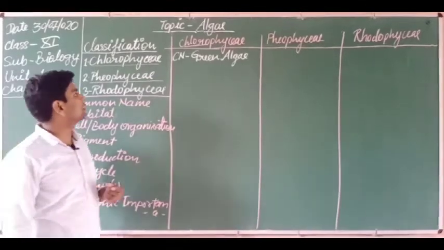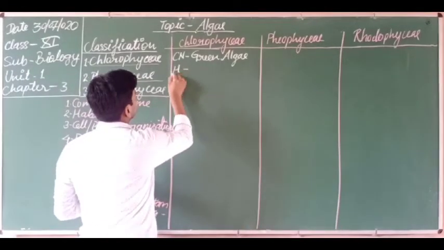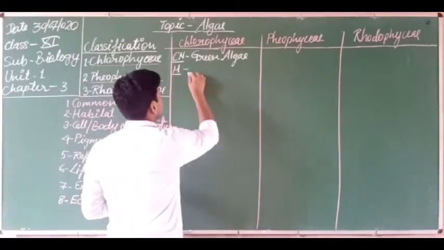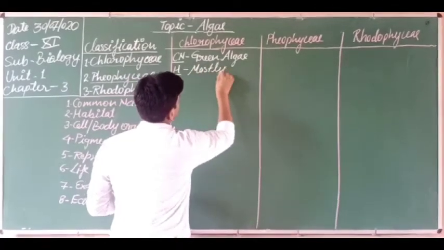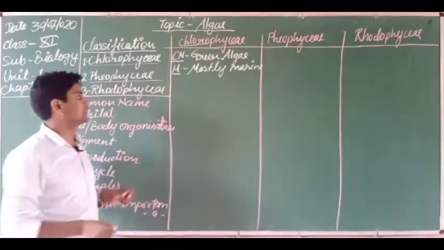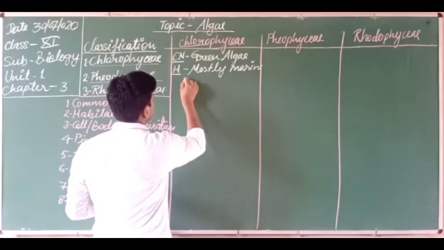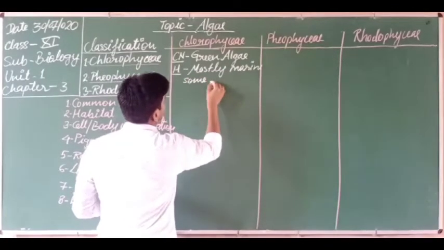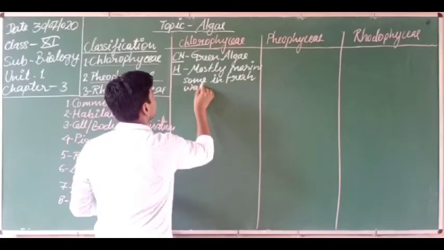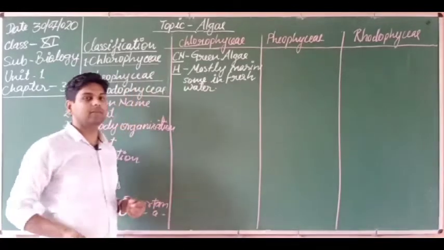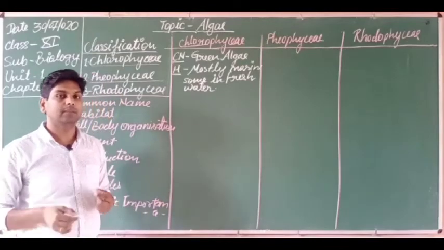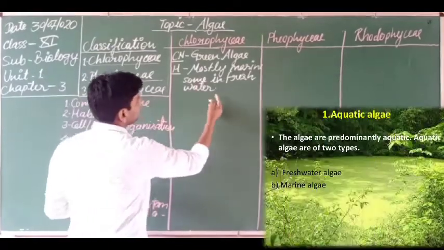Next one is habitat. What is the habitat of the members of Chlorophycy? Mostly marine, but some belong to fresh water. Students, I think you know very well what marine water and fresh water are. Marine water is sea water and fresh water is the water of rivers and ponds. So the habitat is mostly marine and fresh water.